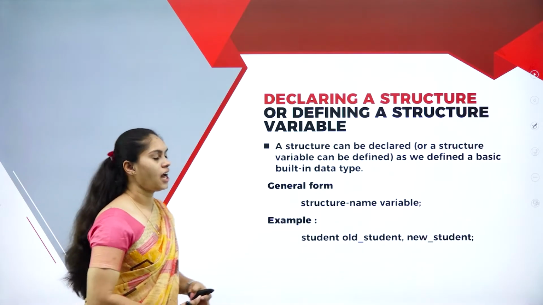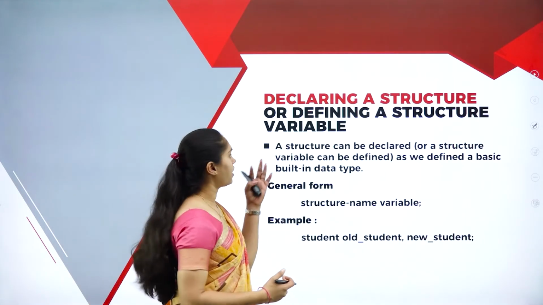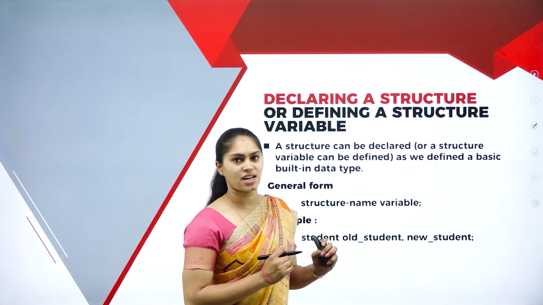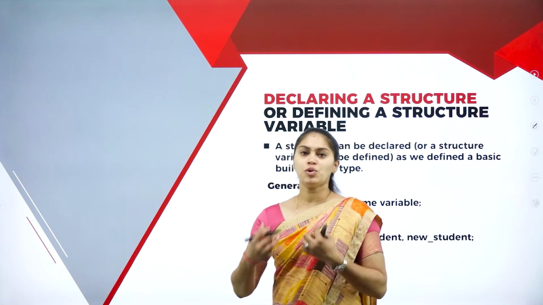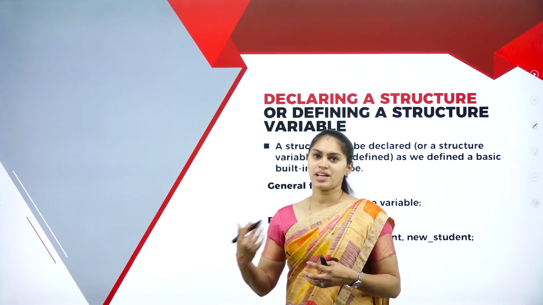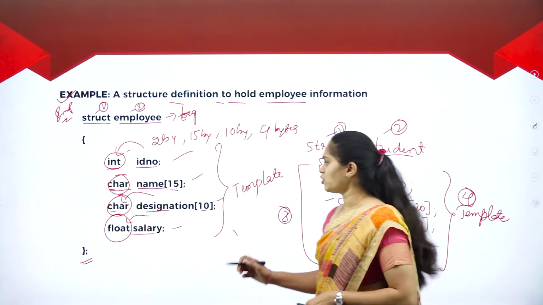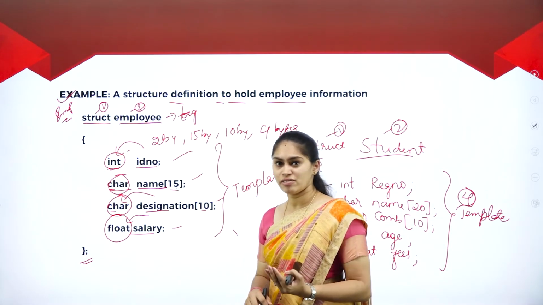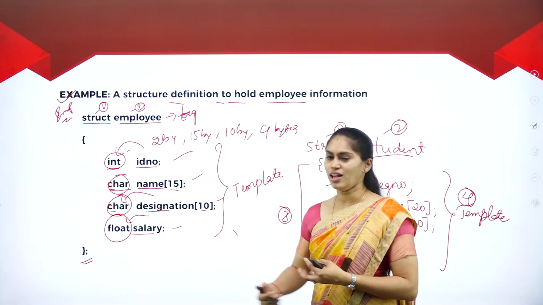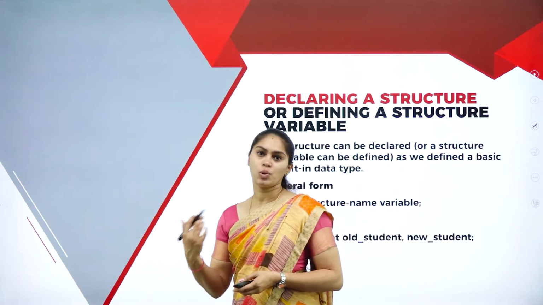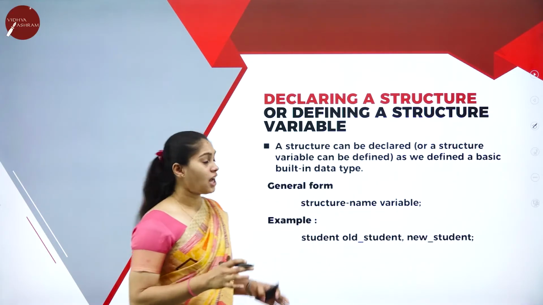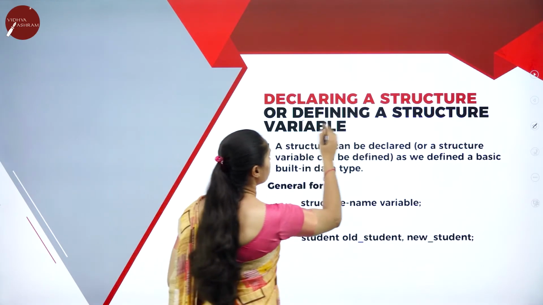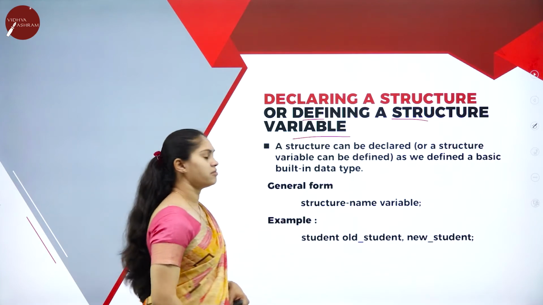So, now we will see how we are going to declare variables for this structure. Already I have defined the structure, and if I wanted to access the members of a structure, for example, if I wanted to know the name of an employee, or the ID of an employee, 1, 2, 3 and all, it is mandatory to have a variable. So how are we going to declare or define a structure variable, we'll see now.